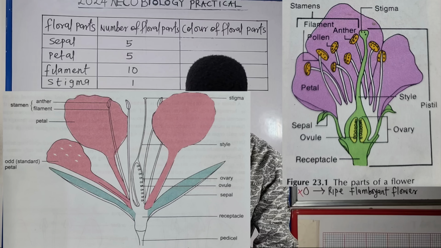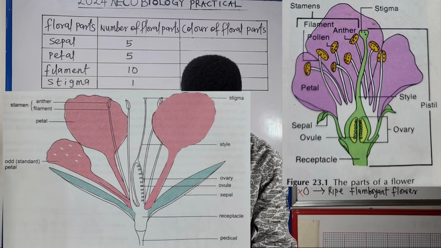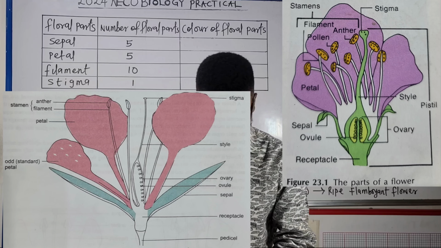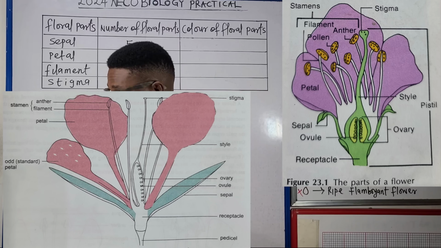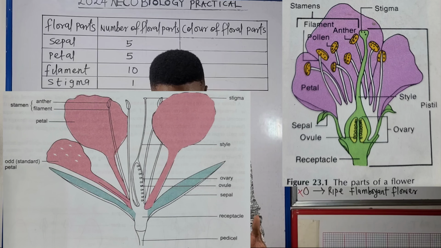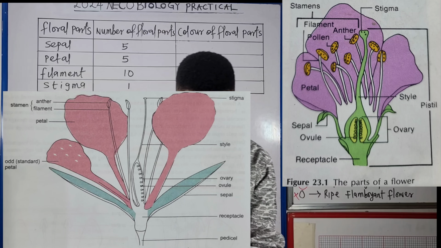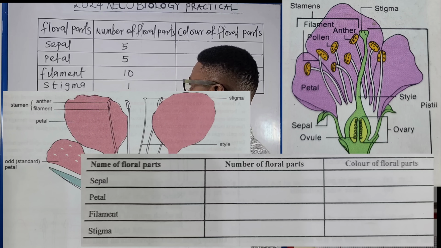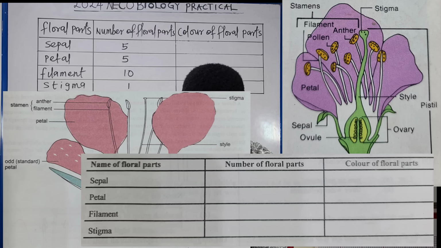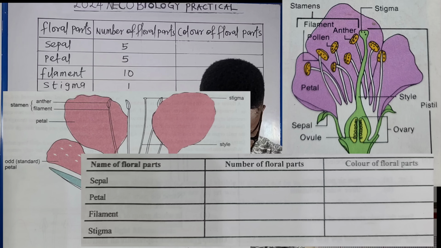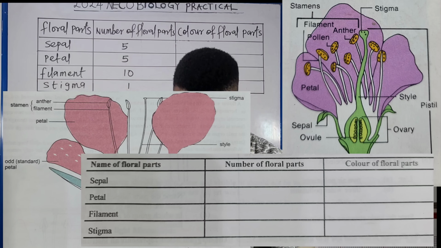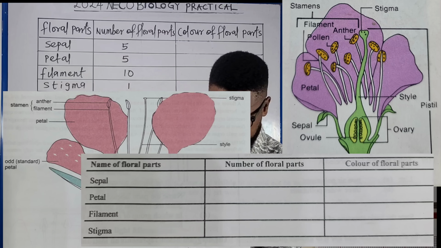And then the filaments, when you count the filaments holding the anther, it's usually on an average of about 10. And then the petals are usually 5, so you count the bright colored petals. And when you look at the sepals, just after the receptacle, it's also usually 5. You can see that in the diagram, so you use that to complete the table.